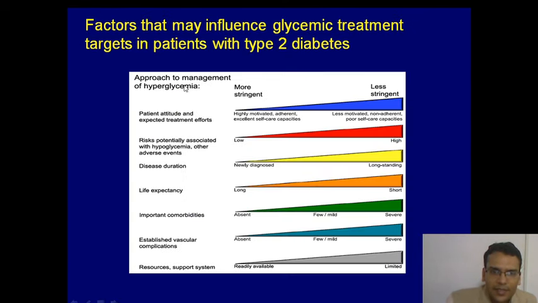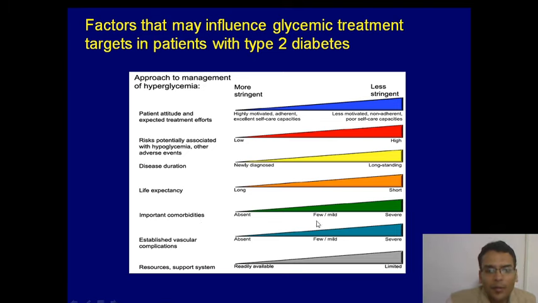So as we have discussed, the approach to management of hyperglycemia will differ. Whether you use a more stringent or less stringent goal will depend on various factors. For example, patient attitude and expected treatment efforts: if the patient is highly motivated, adherent, and has good self-care capacity, you will try for a more stringent control. If the risk of hypoglycemia and other adverse events from your treatment is low, or you are using treatment associated with a low risk of hypoglycemia, you will try to achieve more stringent control. If you have very early disease or newly diagnosed diabetes, you try for more stringent control. Similarly, in persons with long life expectancy you strive for more stringent control compared to those with shorter life expectancy or who are elderly.